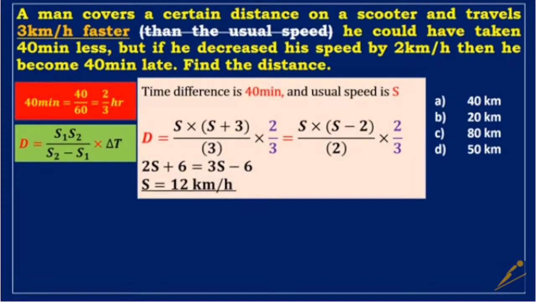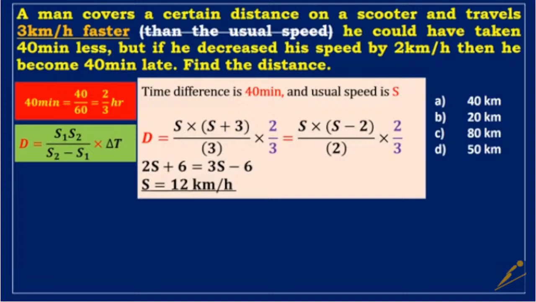A man travels 2 kilometers per hour slower than the usual speed, which is s minus 2. The difference in time, del t, is 40 minutes, not 80 minutes. We convert minutes into hours. 40 minutes equals 40 by 60, or 2 by 3 hours. Distance of the journey is equal to s1 s2 divided by s2 minus s1, into del t.